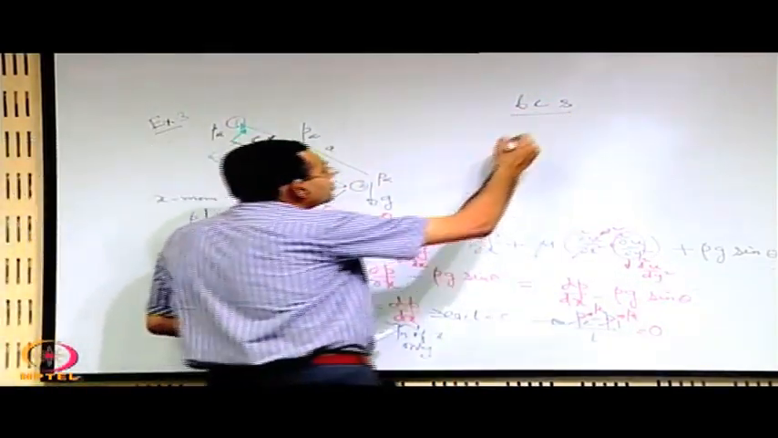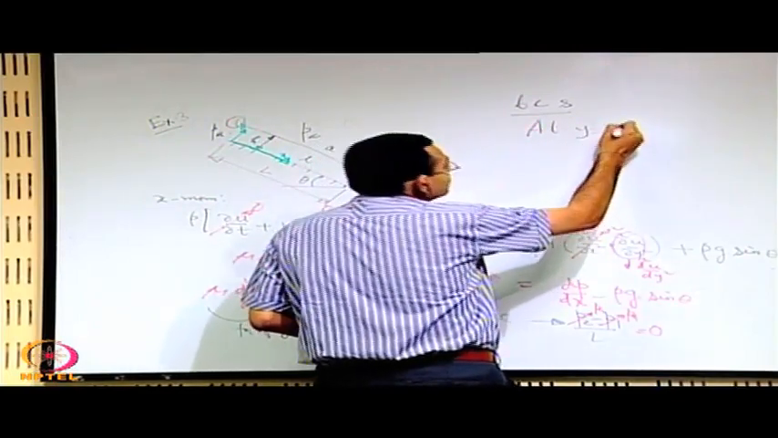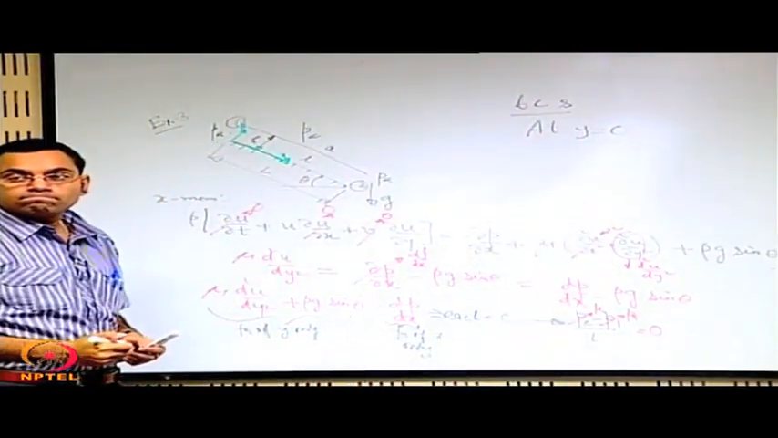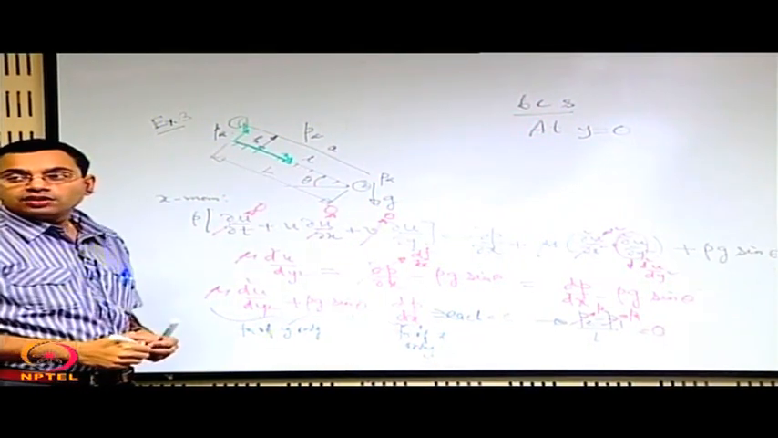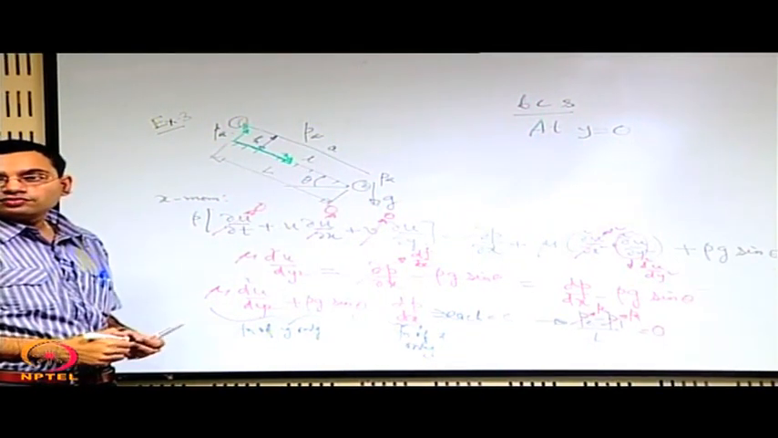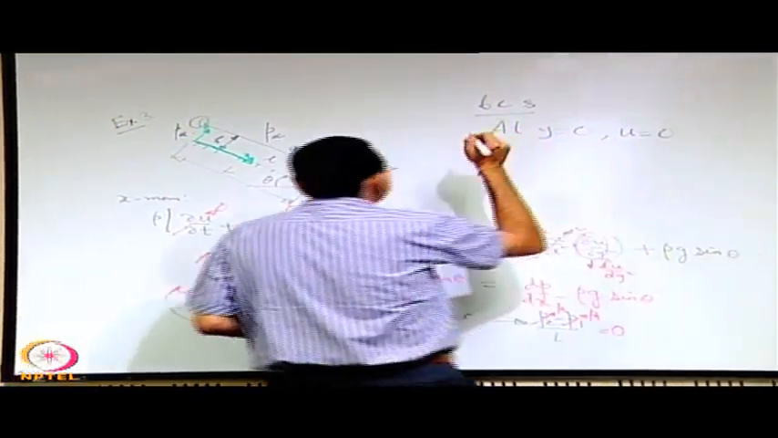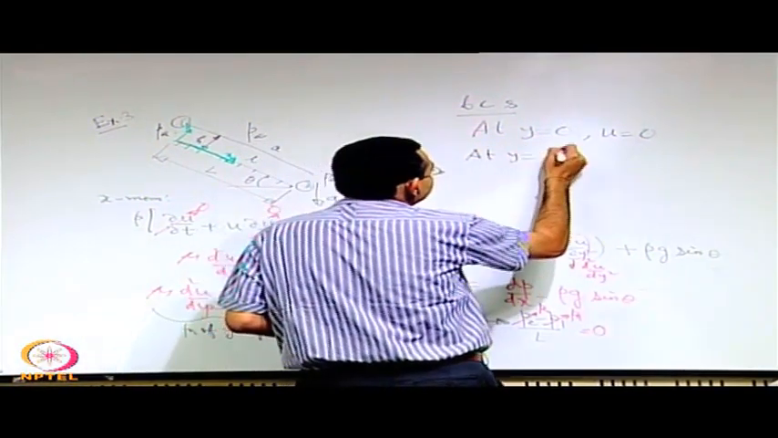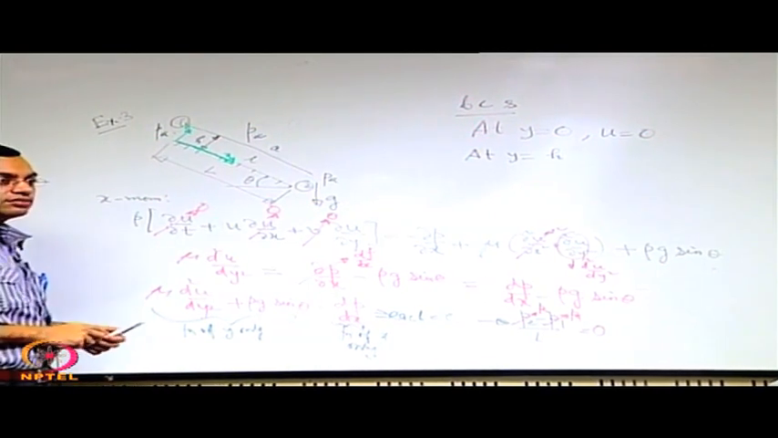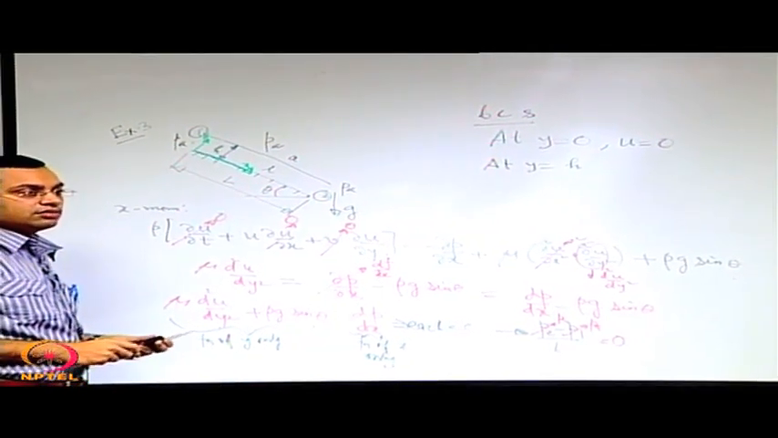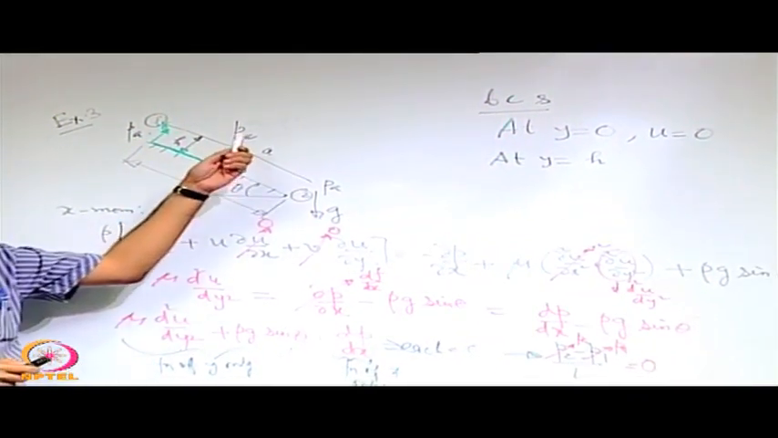What are the boundary conditions? At y equal to 0, what is the boundary condition? U equal to 0, that is fine. What is the boundary condition at y equal to h? Why du/dy equal to 0? Who says that there will be no shear stress here? God has said that there will be no shear stress here.